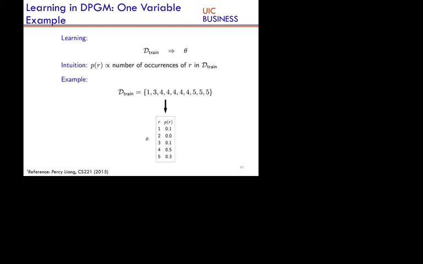Learning is just about turning the training data into some numbers for this theta, some numbers for these parameters. And the intuition is that the probability of r is just going to be proportional to the number of occurrences of the realization r in my training data set. So given these numbers, I can just fill in the probability of r to be these. For example, 4 appears 5 times in this 10 number sequence, so 4 is 0.5, right?